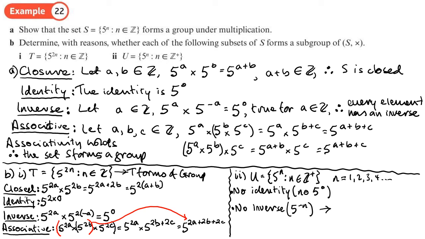So U does not form a group. And this is an example in this question of an infinite group. I don't know if I've mentioned that before. This is an infinite group.